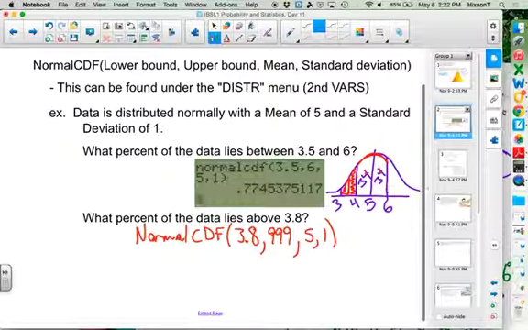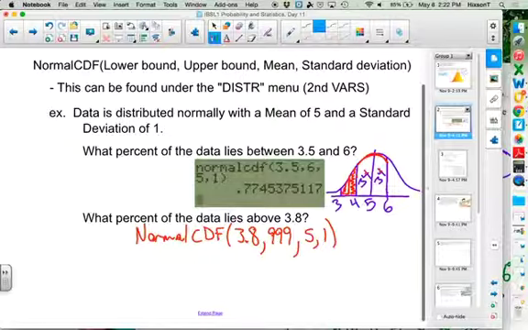If I wanted it to be less than 3.8, then 3.8 would be my top bound, and I'd put a really small number, negative 30, as my lower bound. All right? That'll give us the answer.